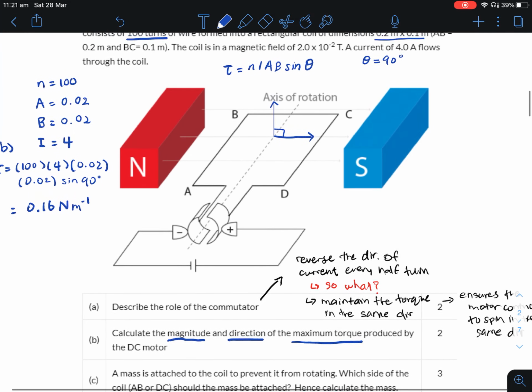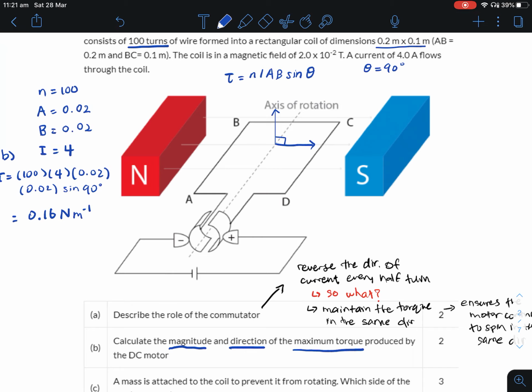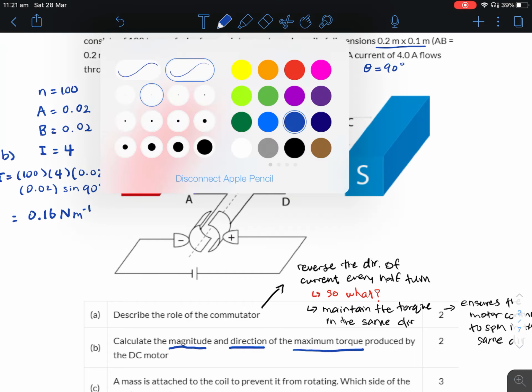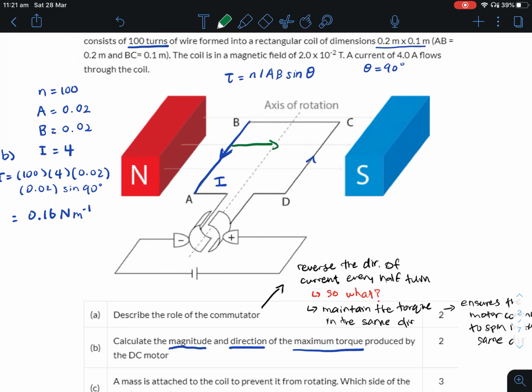Okay, so this is asking us, when the motor starts rotating, we want to hang a mass to stop it from rotating. And so we need to figure out which direction it is going to start rotating. If you look at this side of the coil here, what direction is the current flowing in this side of the coil? It's flowing in this direction, isn't it? That's the direction of the current. And then this is the direction of the magnetic field, right?